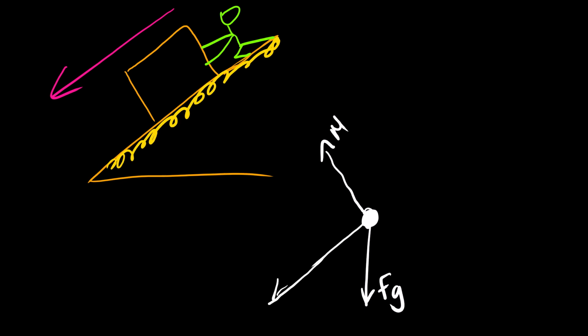Our next example is similar to the previous one, but you can see that the object is being pushed downwards, and then the surface has friction. So our free body diagram will be like this. Normal force, Fg, applied force, and kinetic friction.